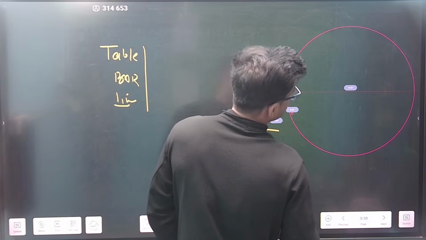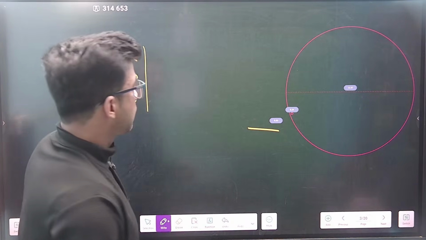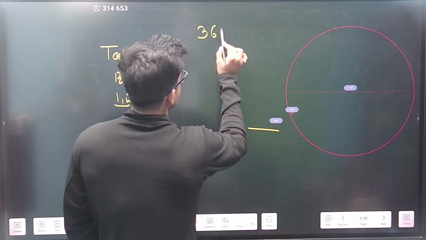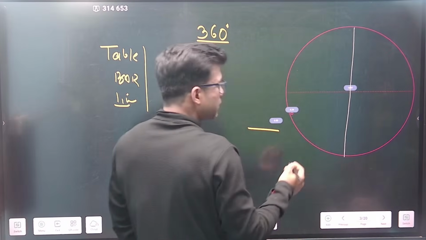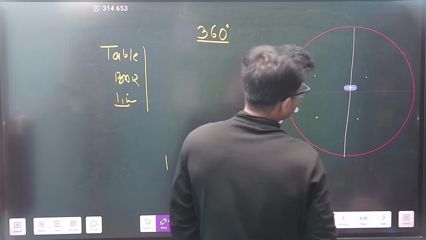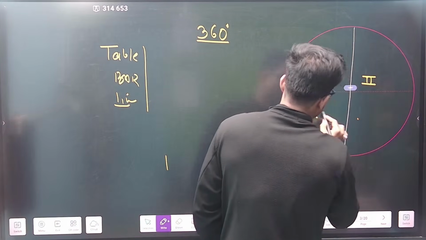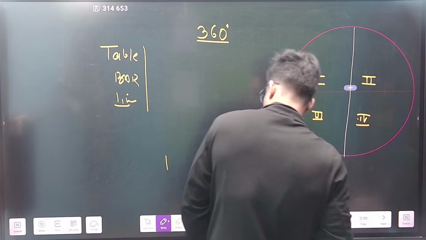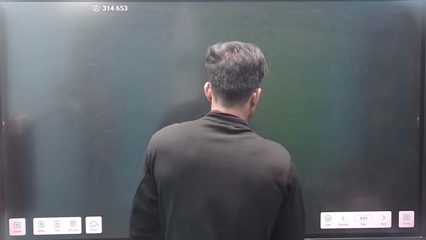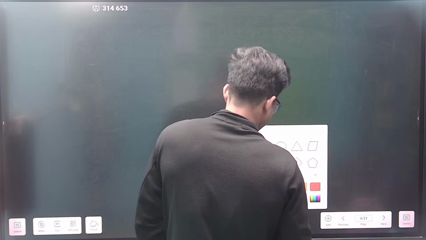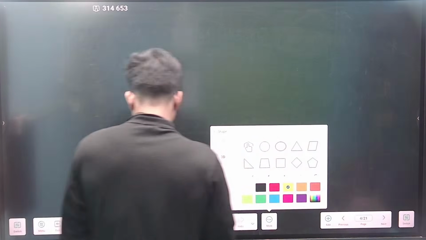So here you can see this is a circle, and a circle is of 360 degrees, right? And you can see that the circle can be divided into quarters. This is 1 quarter, 2 quarter, 3 quarter, 4 quarter, but it's not necessary that it should be divided into exactly four quarters. Let me just make one more diagram so that it could be understood by all of you.